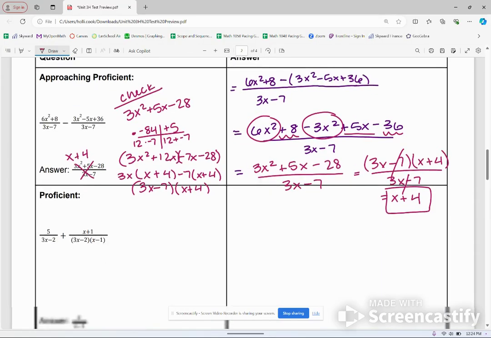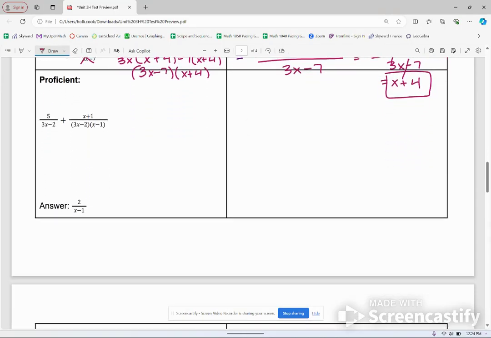All right, let's look at the proficient one. We have a similar problem. We're adding this time, but when I first look at this, I can see that we do not have a common denominator. This one has 3x minus 2 and x minus 1. The first one is missing that x minus 1, so we're going to multiply that in. To this first one, I'm going to do x minus 1 over x minus 1.